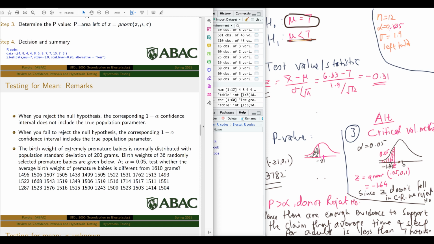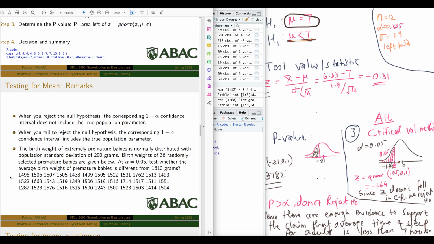The birth weight of extremely premature babies is normally distributed with population standard deviation 200 grams. Birth weights of 36 randomly selected premature babies are given below. At alpha equals 0.05, test whether the average birth weight of the premature babies is different from 1610 grams. So this is a two-tailed test, right? You want to test whether the average weight of the premature babies in the whole population equals 1610 or is different from that. That's what you want to test.